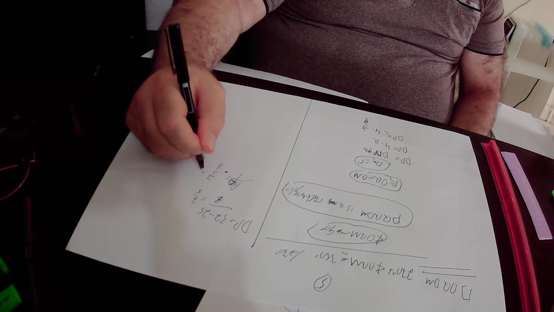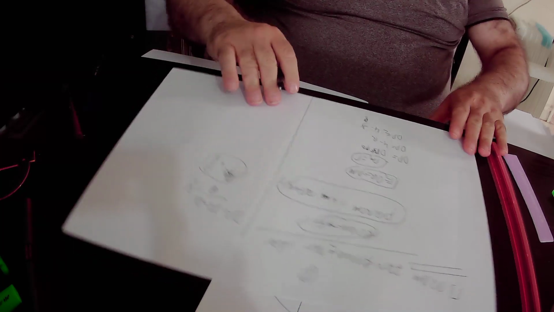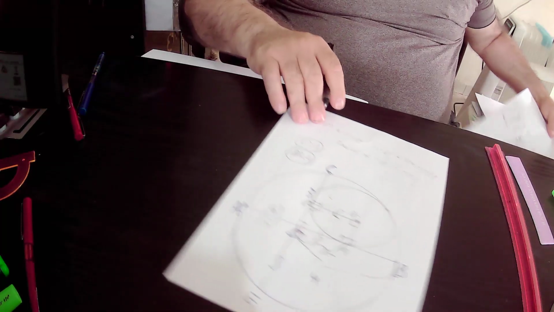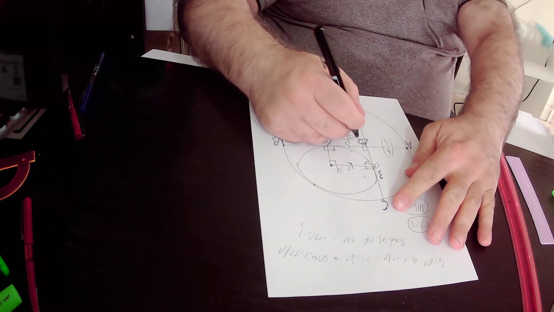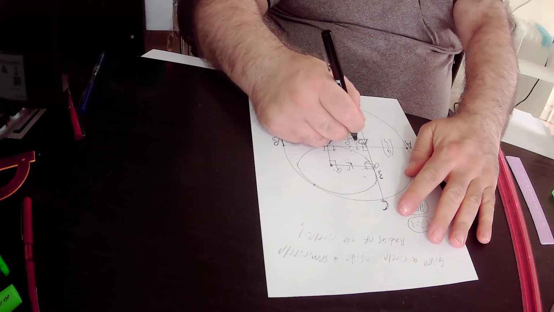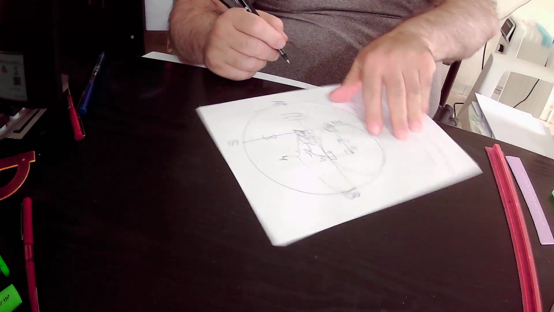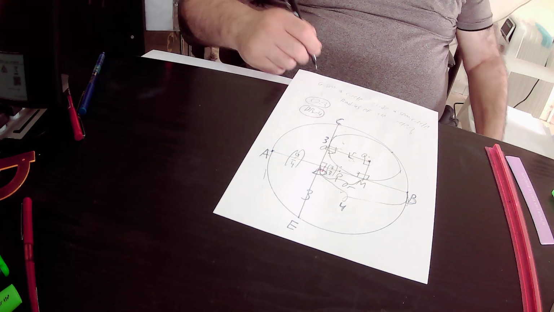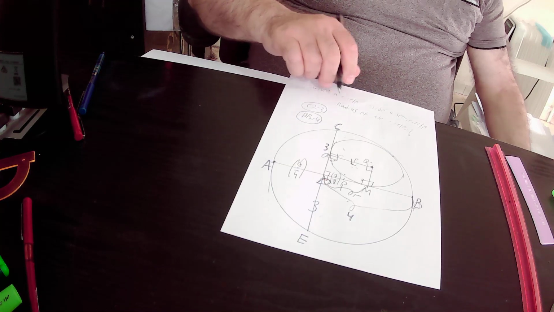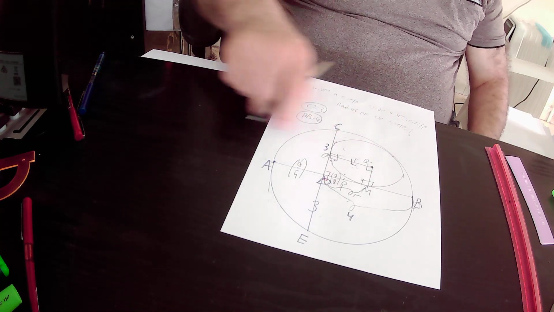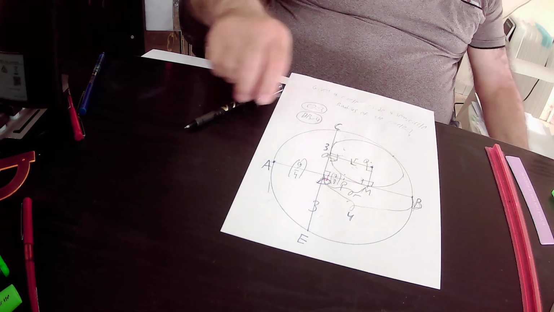You can write here that DP equals 7/8, and what is the length of that segment PM? From the drawing, it is very easy to see that PM equals DM minus DP.